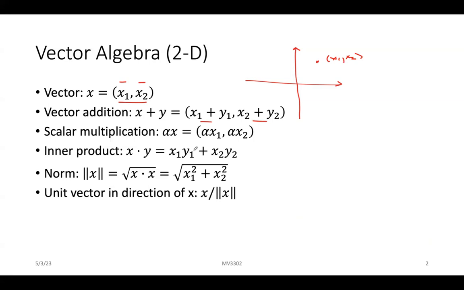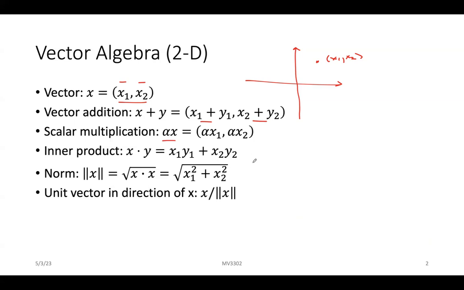And similarly, another thing we're going to do is multiply a vector by a scalar. So in this case, alpha is a scalar, X is a vector. And when we multiply a vector by a scalar, we simply multiply each of the individual components by that scalar.